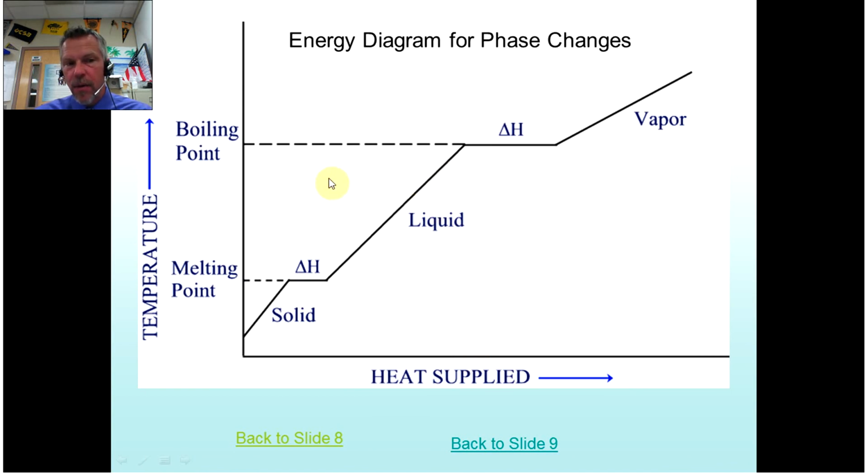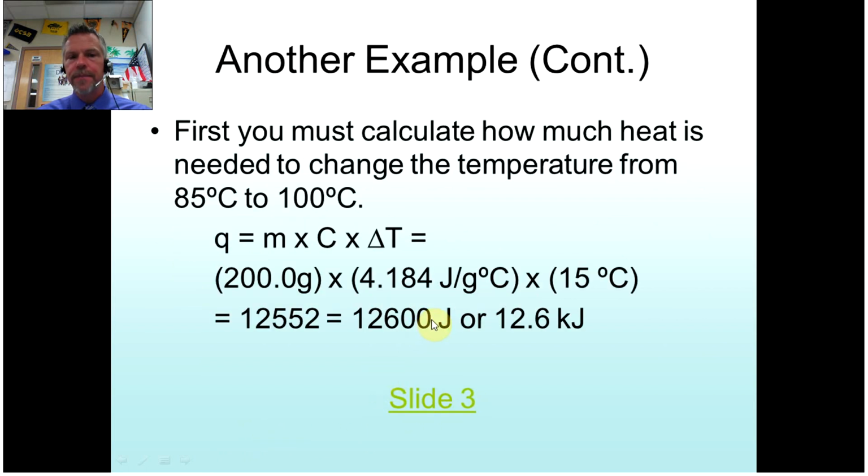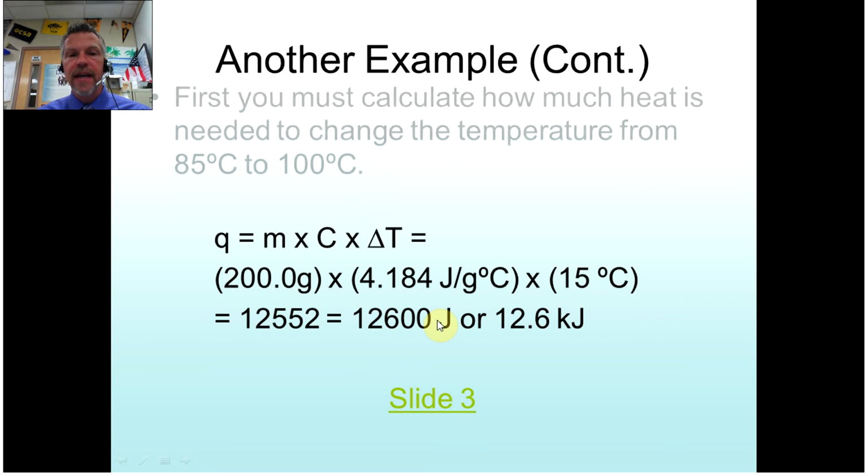Let's say that's about where 85 is, up to 100. So at the end of that calculation, we've taken our water from 85 degrees up to 100 degrees, but it's still liquid water. The second part of the calculation will take this liquid water at 100 and change it into steam at 100. Whoops, sorry, I went to the wrong slide. All right, so let's do that second part.